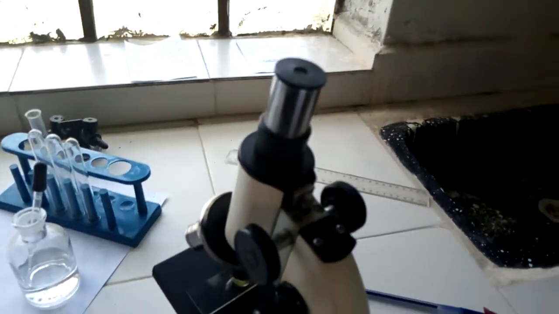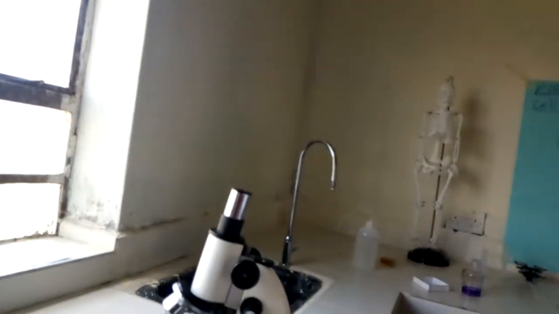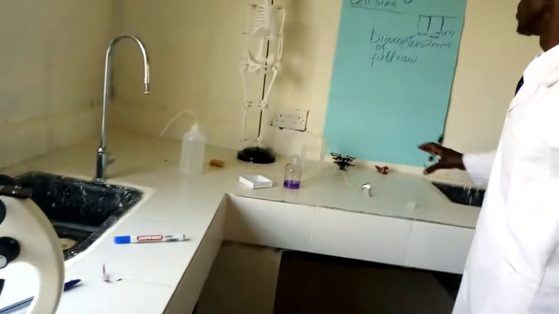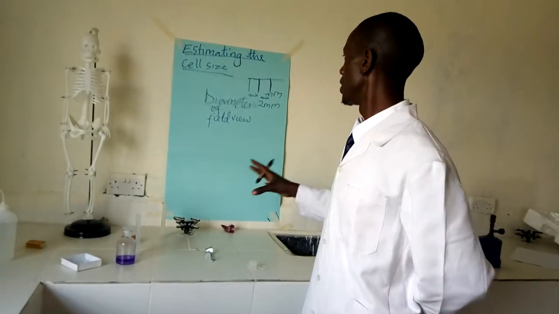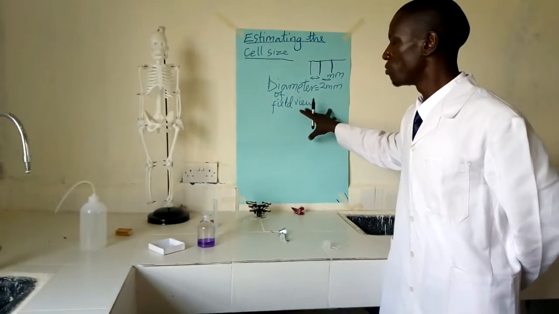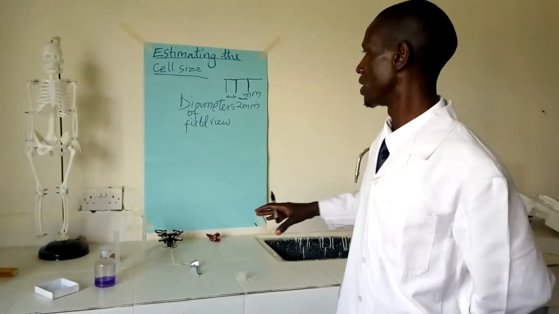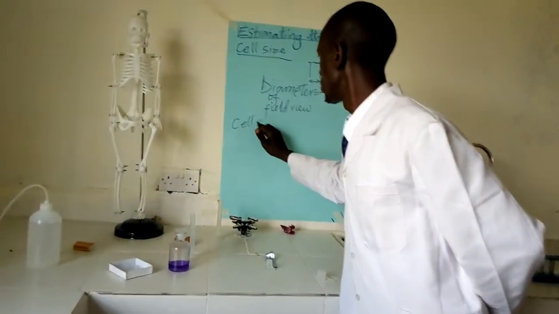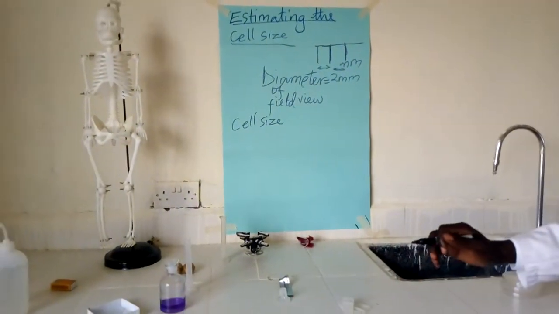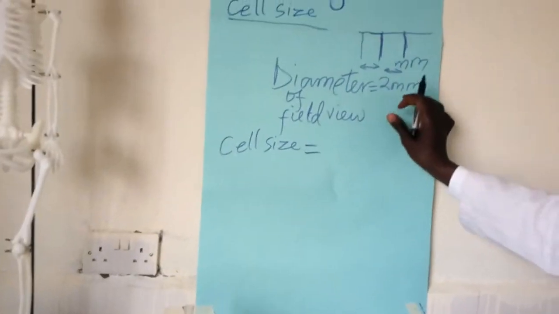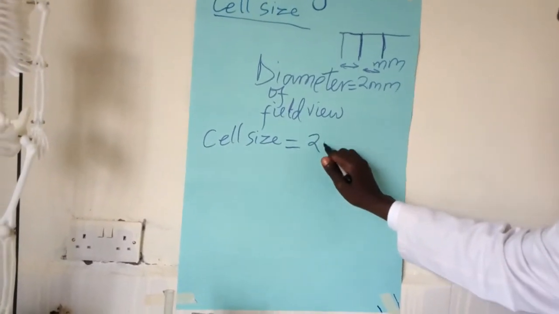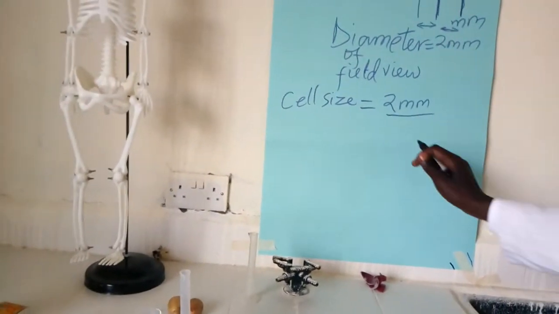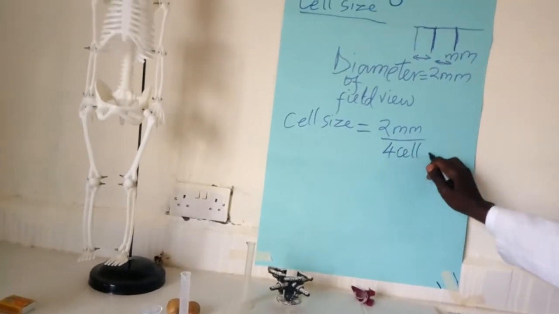We can go to the next step, whereby we look at the formula that we are using. During the cell estimation process, we use this formula over here. We say that the cell diameter is equal to the diameter of field of view divided by the number of cells. My cell size is equal to the diameter of field of view, which I've already written here, which is 2 millimeters, divided by the number of cells across the field of view. I had 4 cells in my field of view.